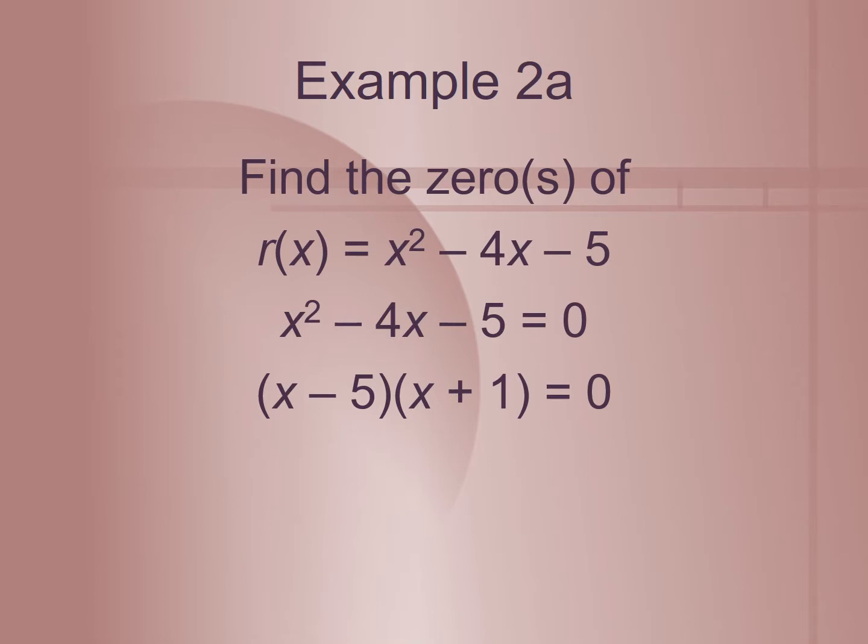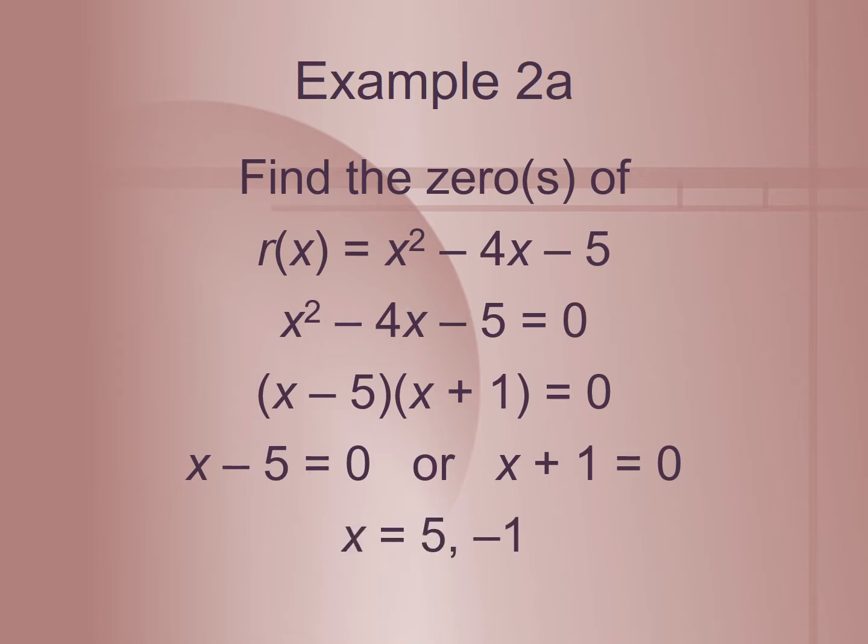It factors into (x minus 5) and (x plus 1), which means our factors would be x minus 5 equals 0 or x plus 1 equals 0, which means x equals 5 or x equals negative 1. So that tells us the x-coordinates of where the graph is hitting the x-axis.